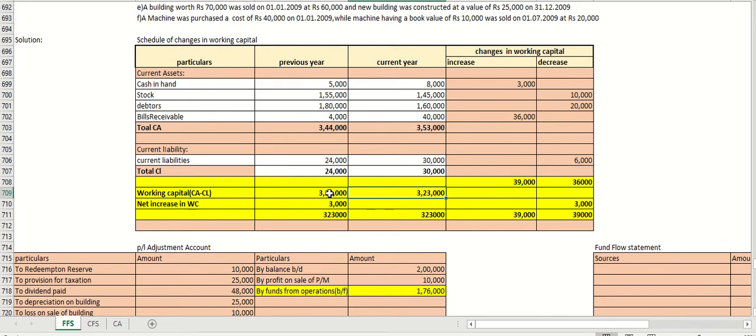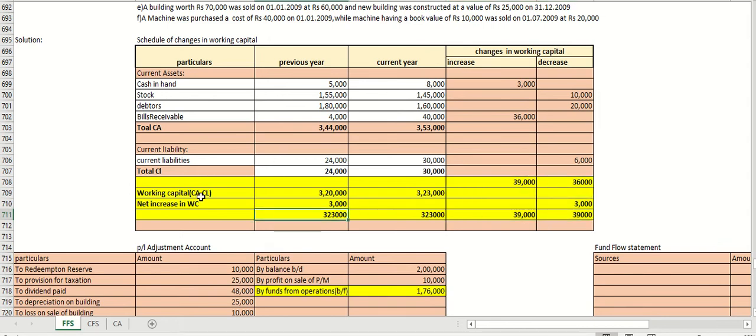So if you see the working capital, last year it is 3,20,000, the current year it is 3,23,000, which means there is a net increase in the working capital. So net increase in working capital is 3,000, which you will put in the previous column in order to match up with the current year. So your total of current year and previous year will be equal to 3,23,000, and the increase column has increased by 3,000, so you'll put the 3,000 in the decrease column so that it will match up with the increase amount, which is 39,000 and 39,000 as the total.